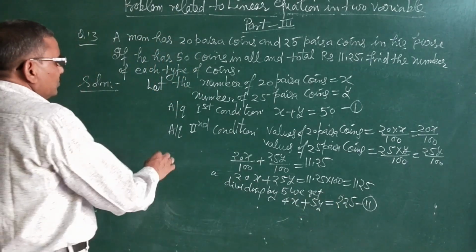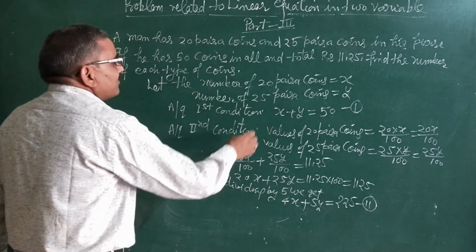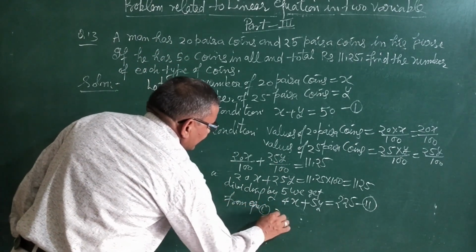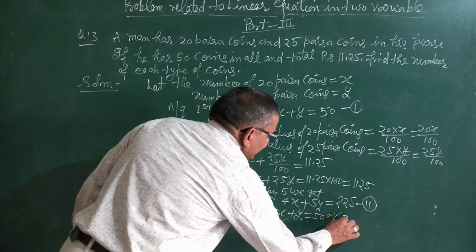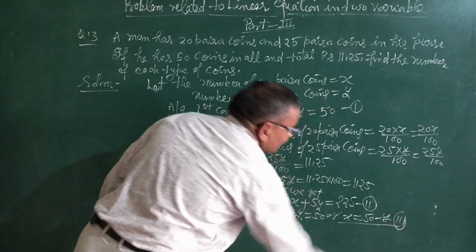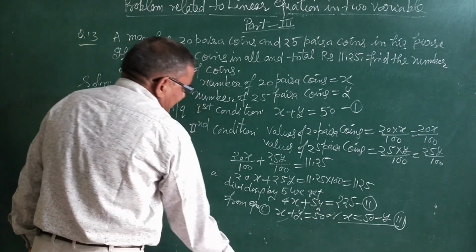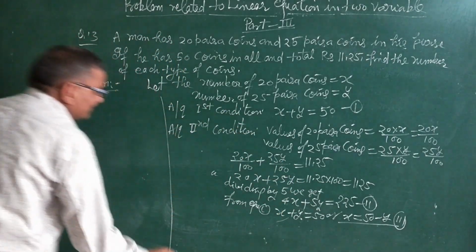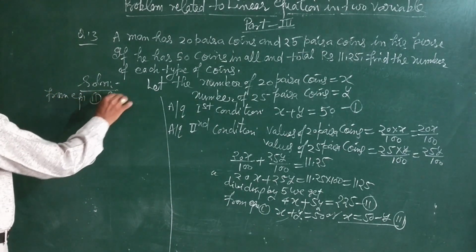Now using the substitution method, from equation 1, x plus y is equal to 50, or x is equal to 50 minus y. This one is equation third. From second and third, substitute the value of x from third in equation second.